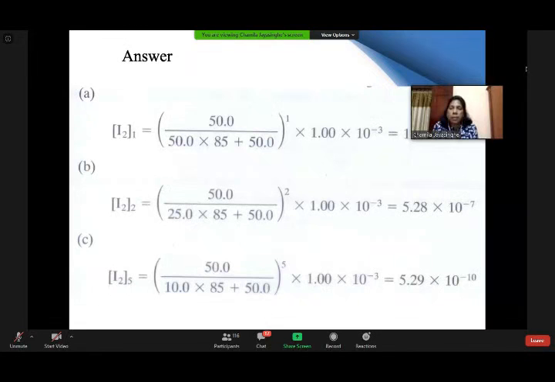Have you got this answer? The answers, have you got? If you have still not got the answer, please let me know. Then I will explain it.